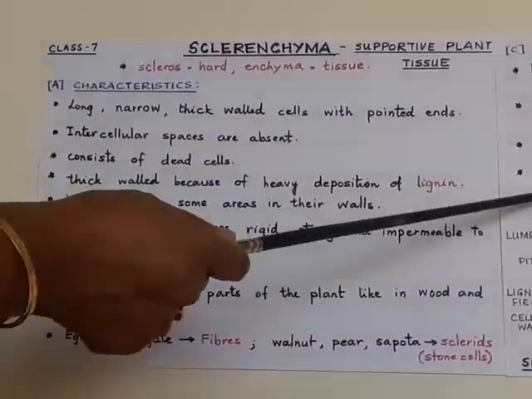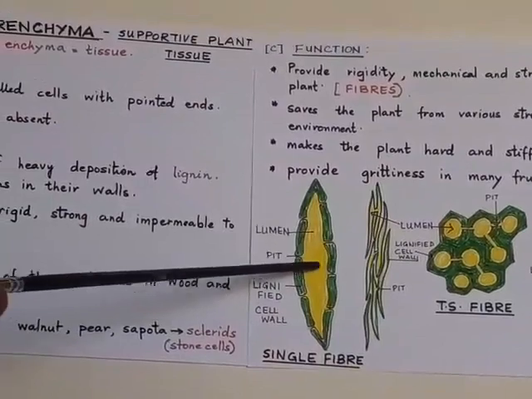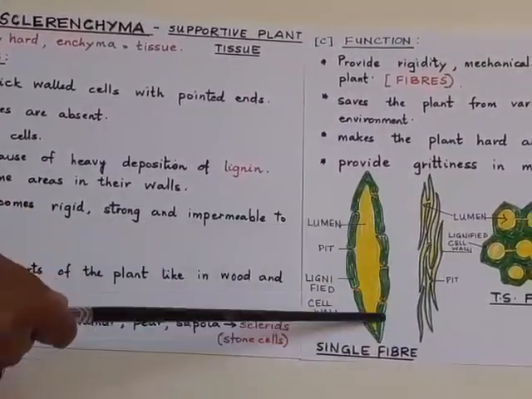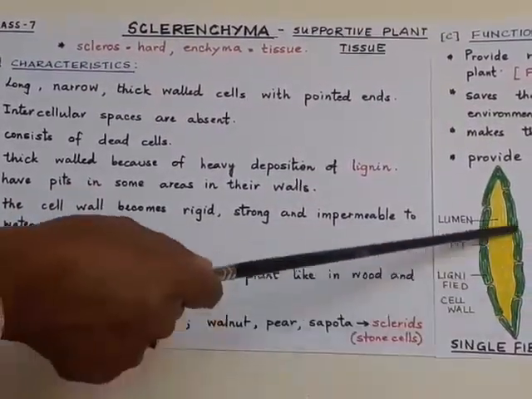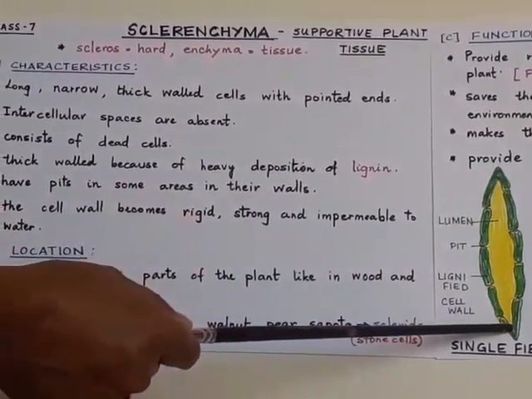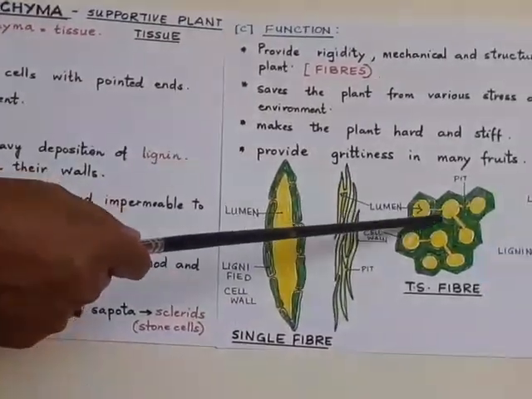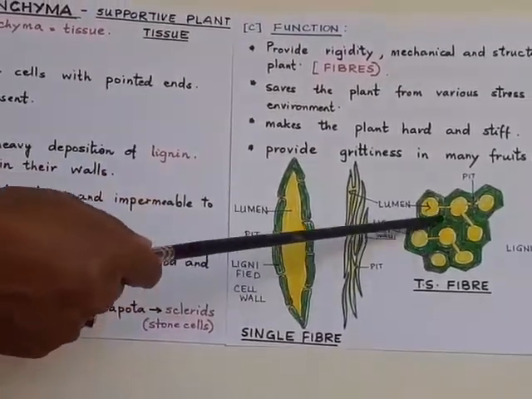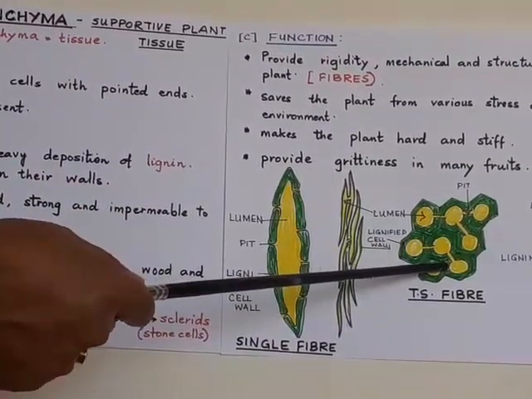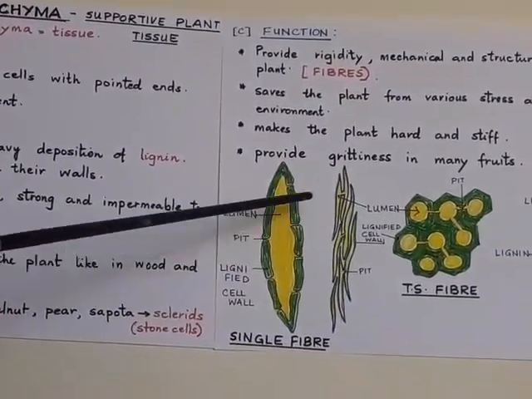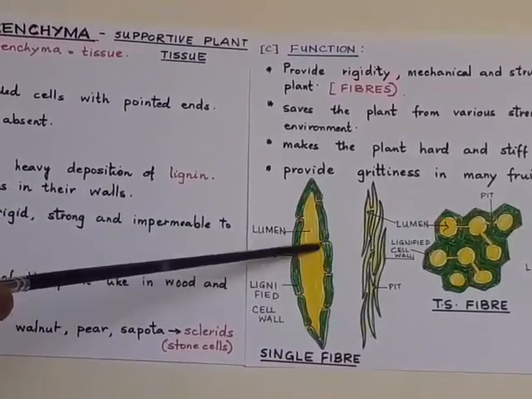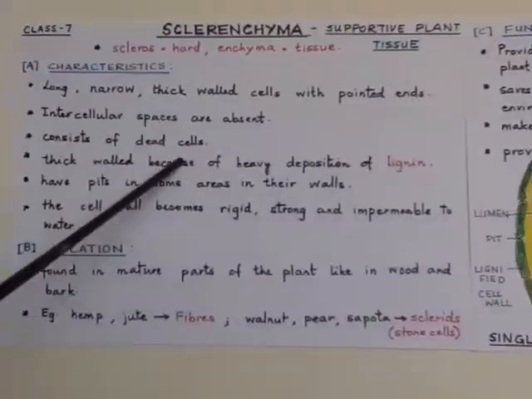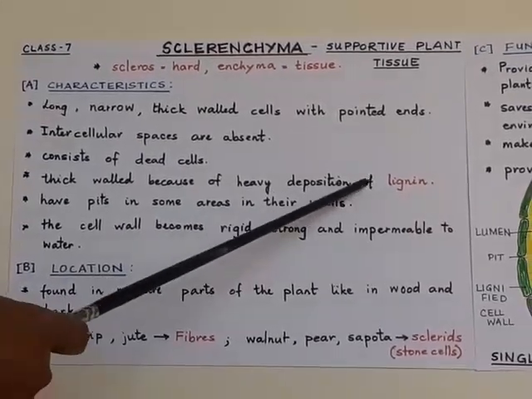Now let us come to the characteristics. They are long, narrow. You can see they are very, very narrow, thick walled. This is the thick wall cells with pointed ends. There are no intercellular spaces. You can see there are no intercellular spaces, and they consist of dead cells because they do not have cytoplasm in them. They are thick walled because of heavy deposition of lignin.